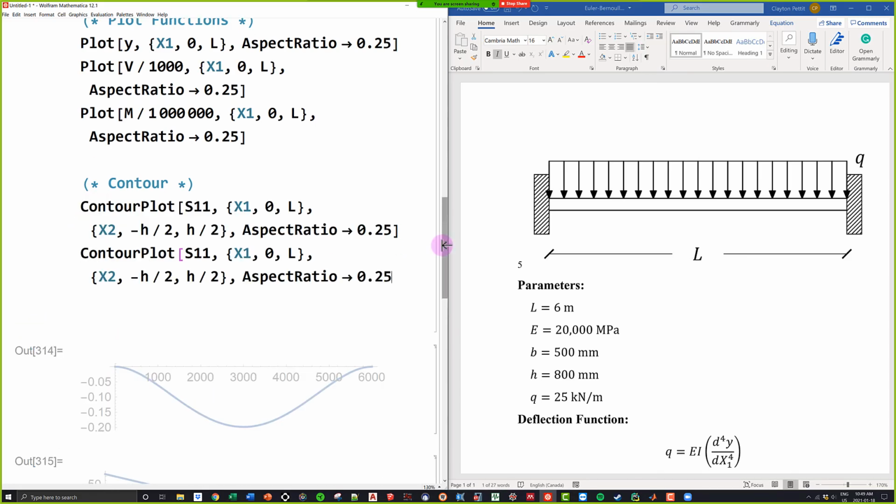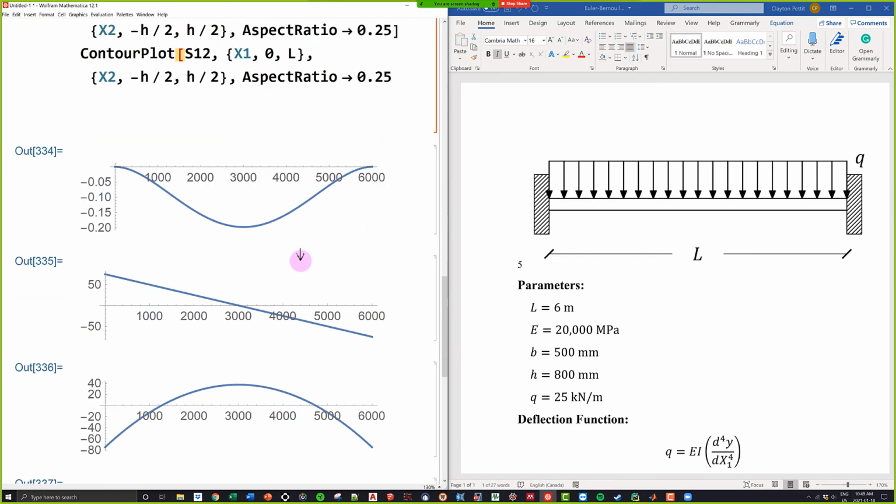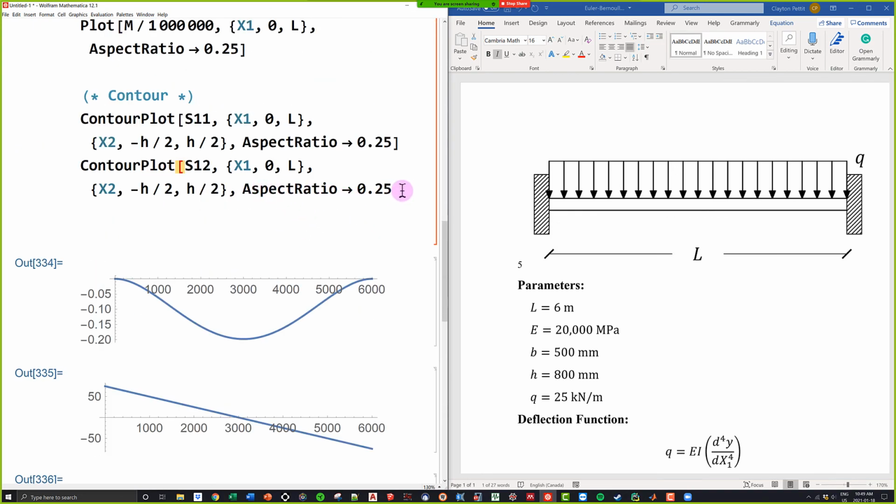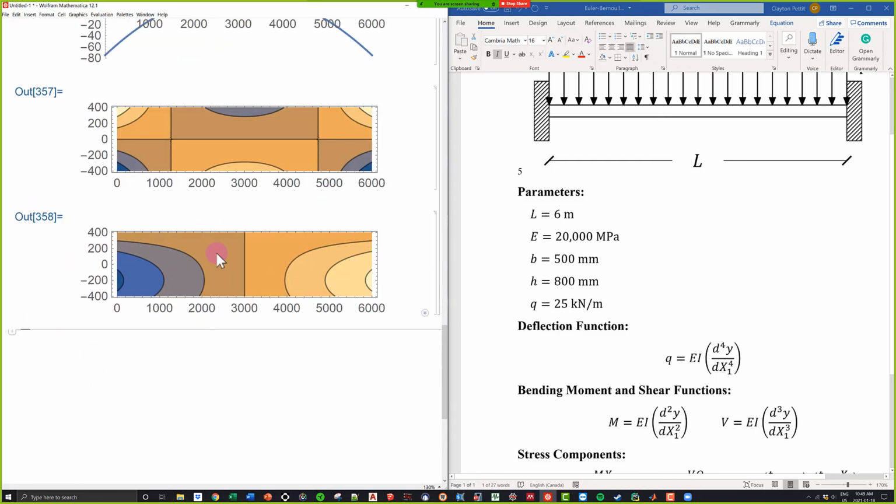So I just go comma. Instead of S11, I can plot S12. Same thing. Come down here. Oh, taking its sweet time. Oh, I forgot to put in the bracket at the end. My mistake. And then we get S12. All right, so that's basically it.